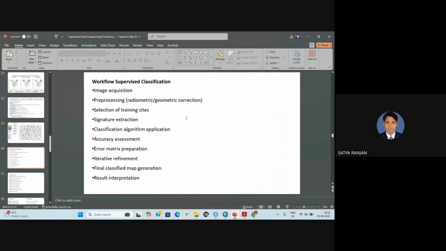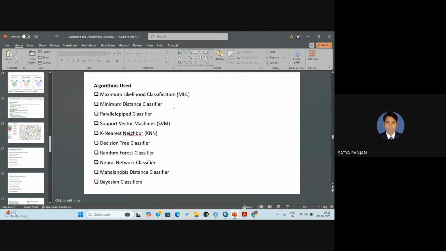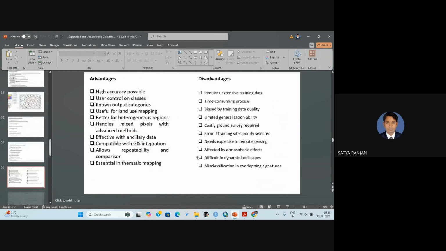So these are the features of the supervised and unsupervised classification. In general, the algorithms used for supervised classification are maximum likelihood, minimum distance, parallelepiped classification, support vector machines, k nearest neighbor, decision tree classifier, random forest classifier, neural network classifier, Mahalanobis distance classifier, and Bayesian classifiers. So these are the algorithms used for the supervised classification technique.